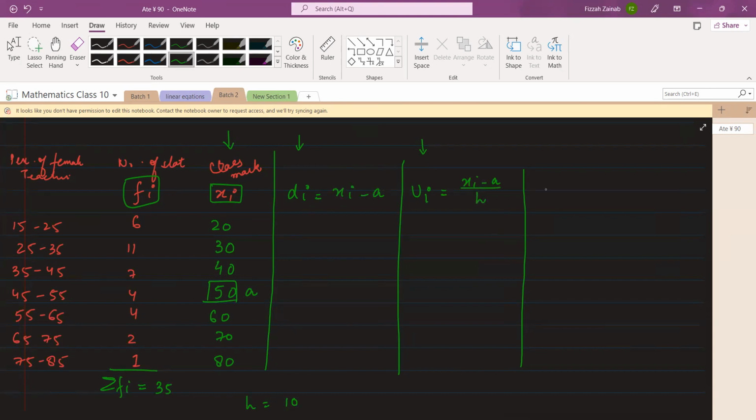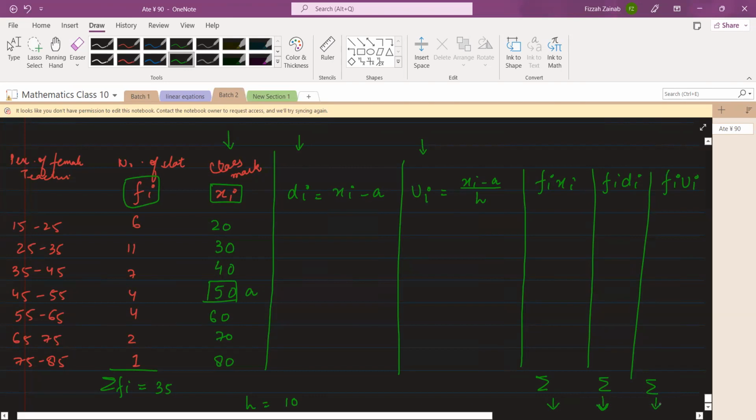Now one by one, for the direct method, you need column fi xi, right? So this column you will make. Now for the assumed mean, you need column fi into di. So this you will make. For the step deviation, you need fi into ui. So all the three methods you can do in one table itself. And then you do summation, all the three summations. This you will use for the direct method. This you will use for the assumed mean method, and this for the step deviation method. I hope it's clear. Yes.